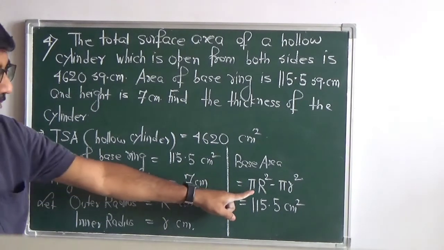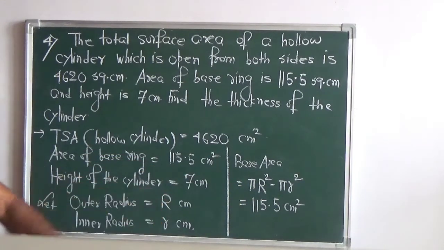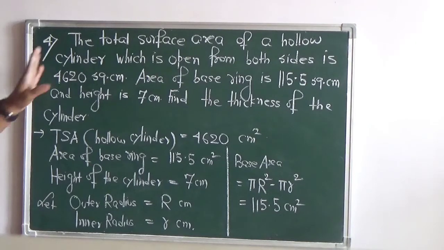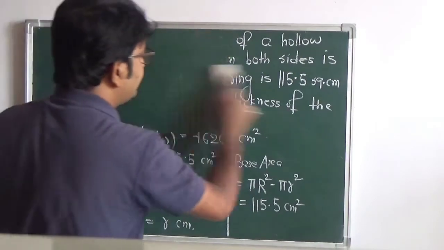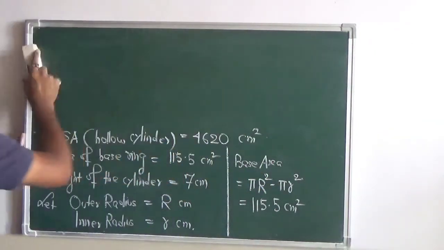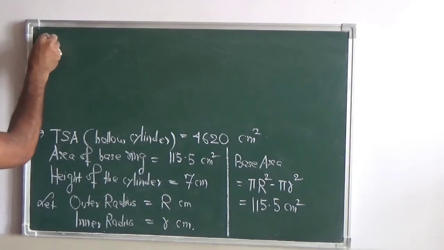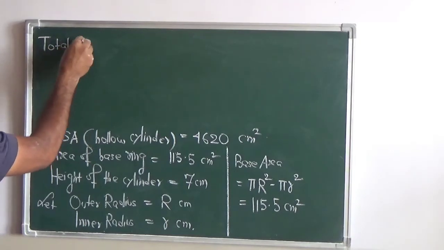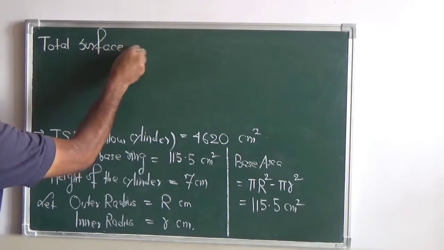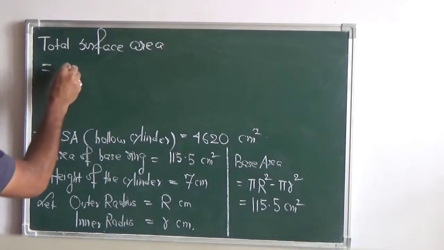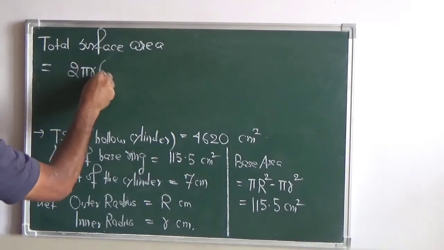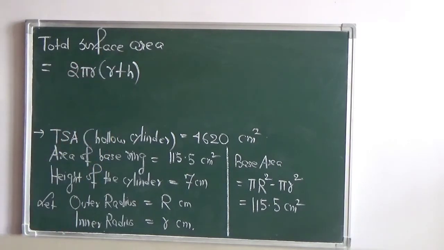So the base area is given by pi R square minus pi r square. Now we need to find the total surface area. Let us write down the formula for the total surface area of this hollow cylinder. What will that be? The total surface area is 2 pi r into r plus h for a solid cylinder, and then from here we need to proceed.